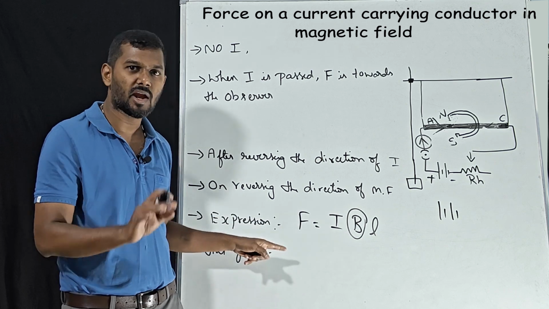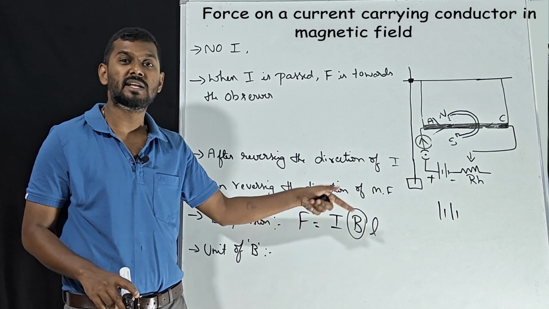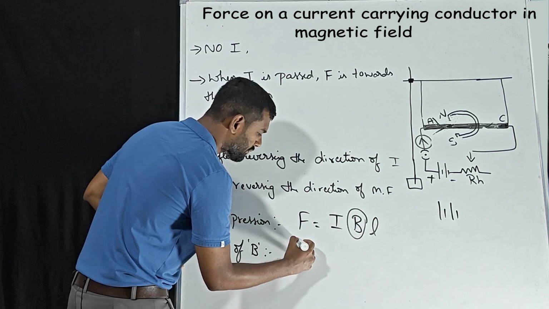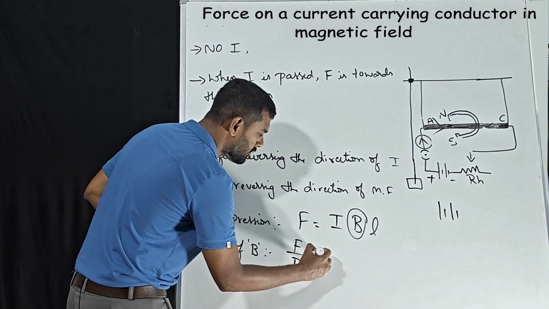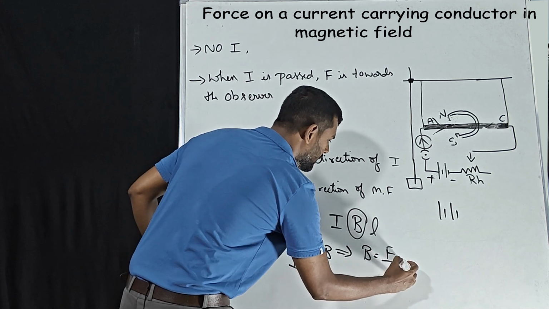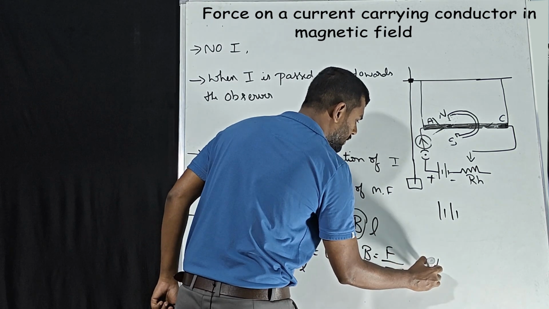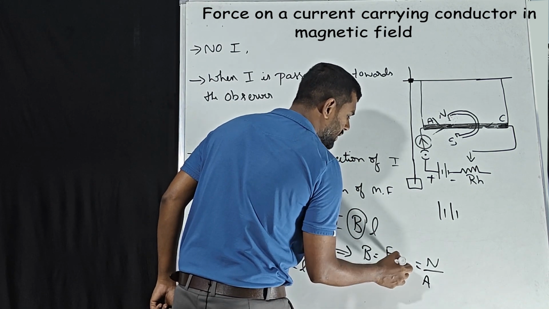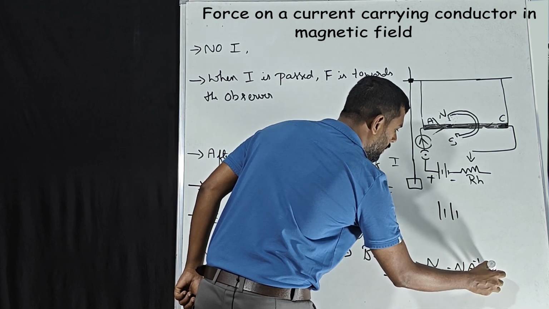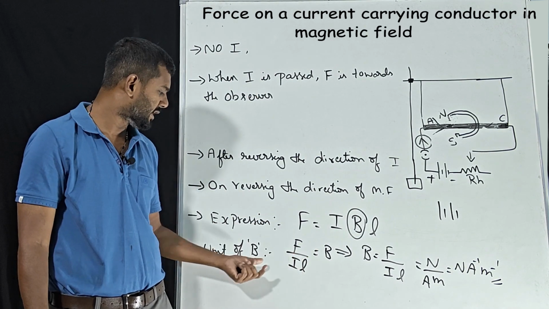They will not ask you what is the unit of I, F or L. They will ask you only B, because it is difficult, it is not direct. If you want B, send everything to that side. So F divided by I into L is equal to B. I can write this as B equals F divided by I into L. What is the unit of force? Newton. What is the unit of current? Ampere. What is the unit of length? Meter. So it is Newton per ampere per meter. This is the unit. Whenever these kinds of questions come, there is one question related to this.